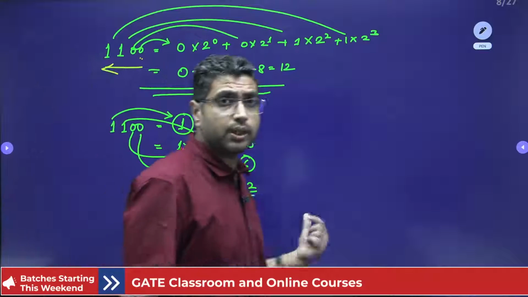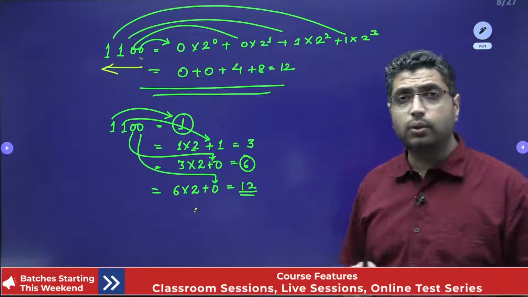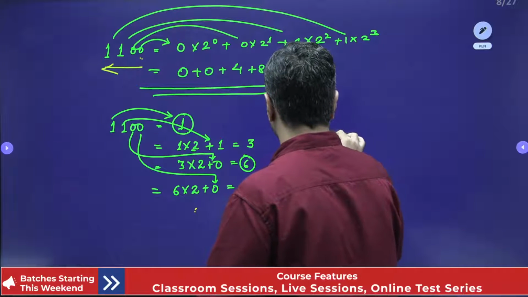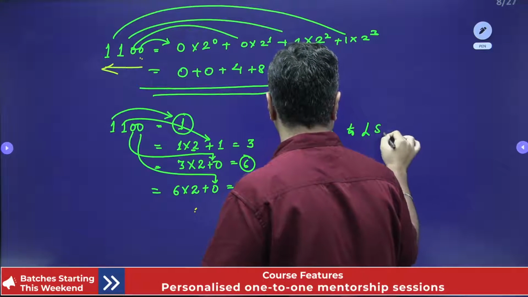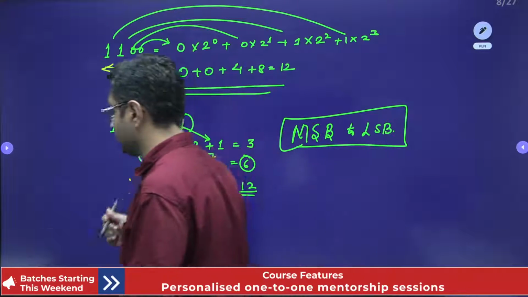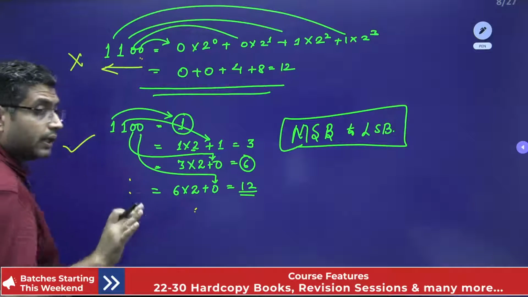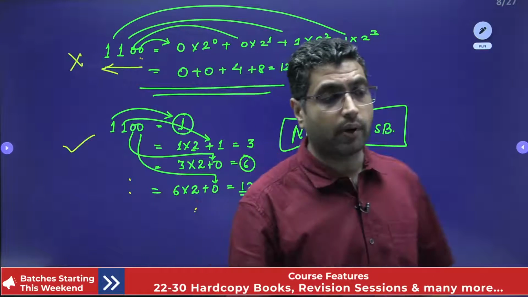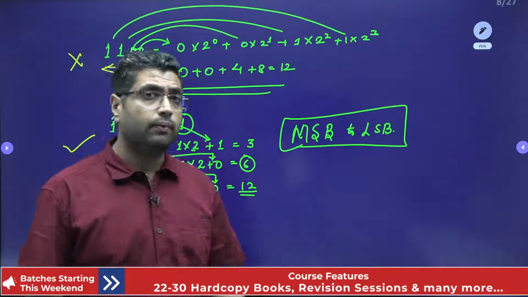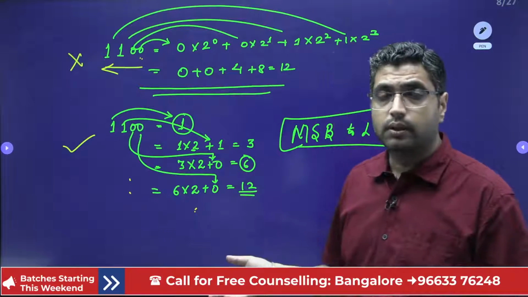But in this question, which approach will be useful? This one, because the number will be given to you from MSB to LSB, that is the most significant bit to the least significant bit. So you should use this approach rather than the other one. Although both are correct, the number will be given to you from MSB to LSB, not from LSB to MSB. That is why you have to use this approach, right?